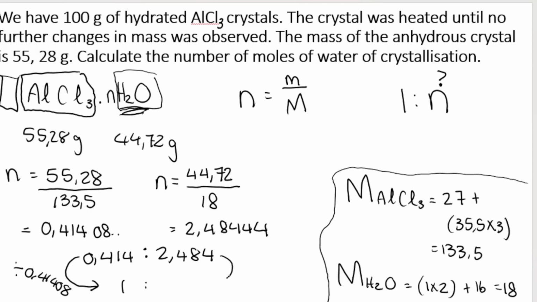What I do to the left-hand side of the ratio, I have to do to the other side of the ratio as well. If I divide the 2,484 by that same number, I get 5,999. And 5,999 is basically 6. I can round that up to 6. And we need it to be in a 1 to something ratio because as you can see over here, the big number in front of this is 1. 1 to N, we figured out that N, the right side of this ratio over here, is 6. Therefore, my number of moles of water of crystallization is 6 moles.